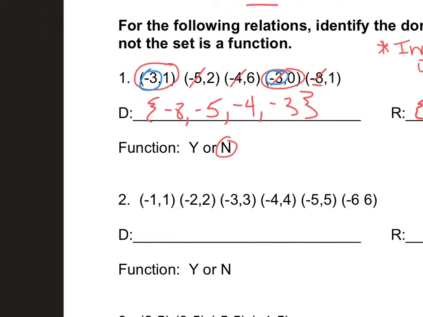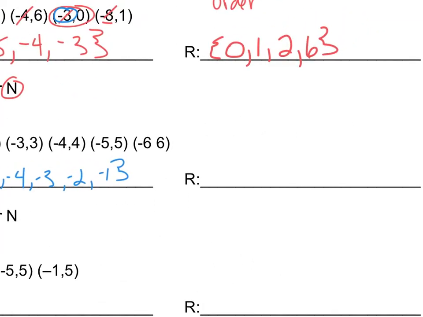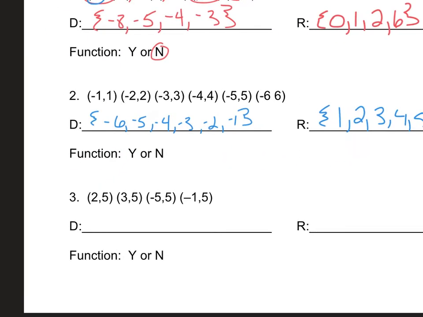Let's look at number 2. I start with my x values in increasing order: -6, -5, -4, -3, -2, -1. And I close it up. My range, the y values, let's see, it starts at 1, then 2, 3, 4, 5, and 6. Is it a function? Yes, it is. There are no repeating x values, so everything works out for us.